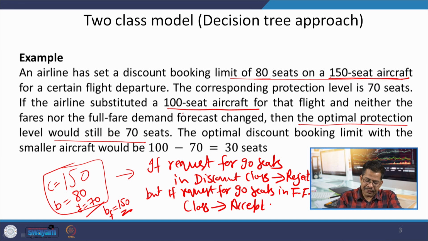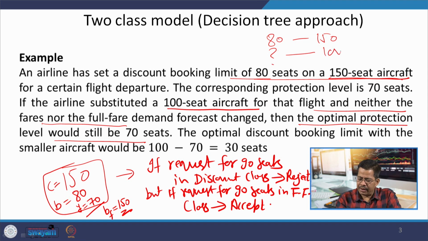So, if there is no change in full fare demand and the lower fare demand, there is no change in the forecast also. Otherwise, if you use your general knowledge, you will try to proportionately reduce the number: that 80 in 150, so how many in 100? That will be the way you will solve this question.